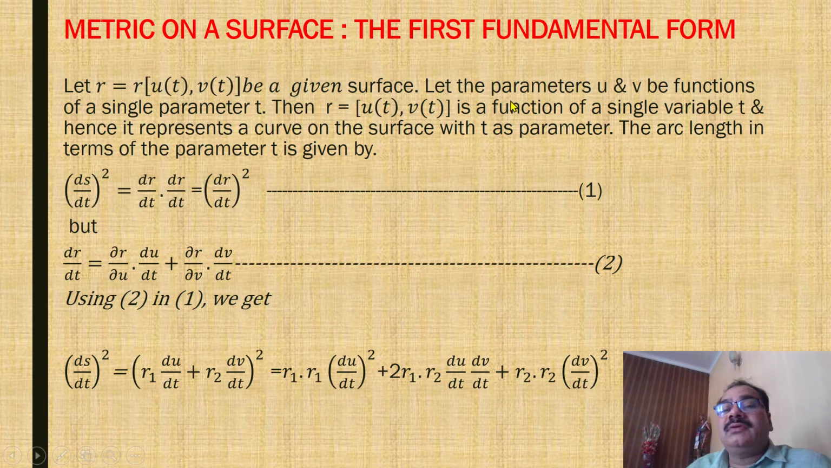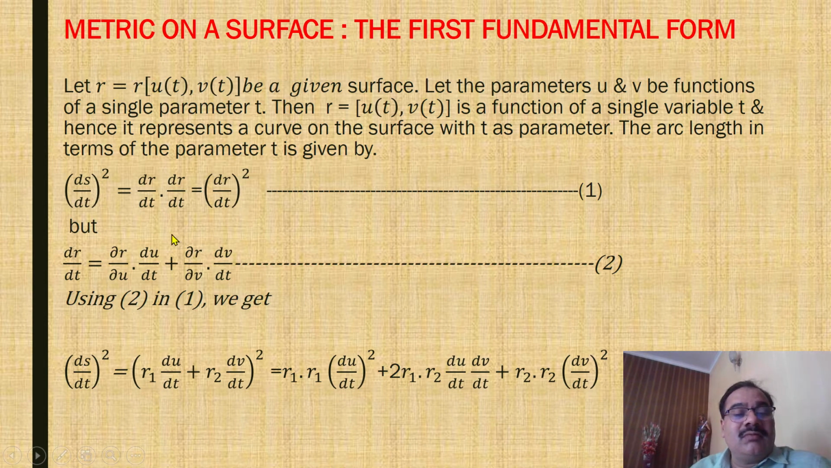Let the parameters u and v be functions of a single parameter t. Then r = r(u(t), v(t)) is a function of a single variable t, and hence it represents a curve on the surface with t as parameter. The arc length in terms of the parameter t is given by, as we know, (ds/dt)² = dr/dt · dr/dt, which we may write as |dr/dt|². That's equation number 1.